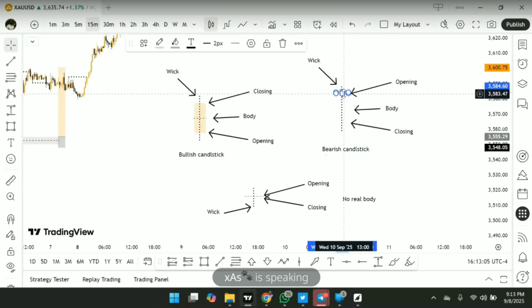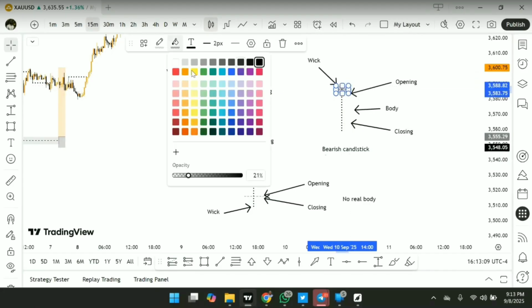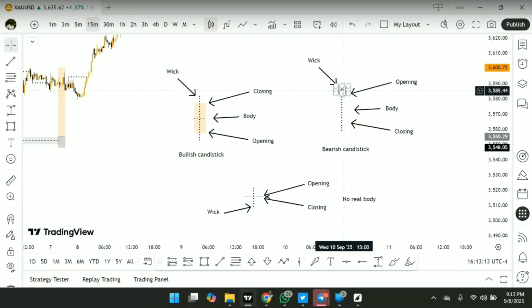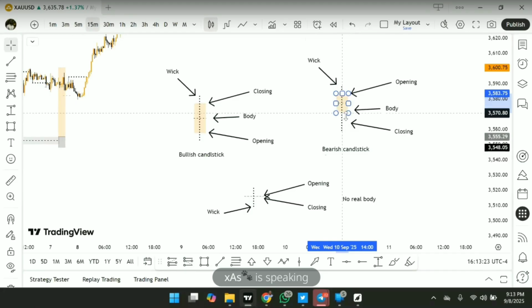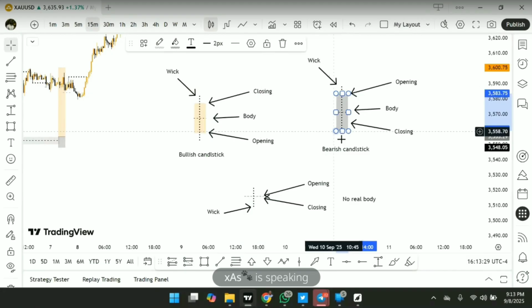The buyers came in, they pushed it up. It was green at some point, or orange for mine. The sellers now came in and said no, we're not okay with this current price. They pushed the price all the way from the top to down, showing us what? Giving us a bearish candlestick, or a red candlestick, or a black candlestick.